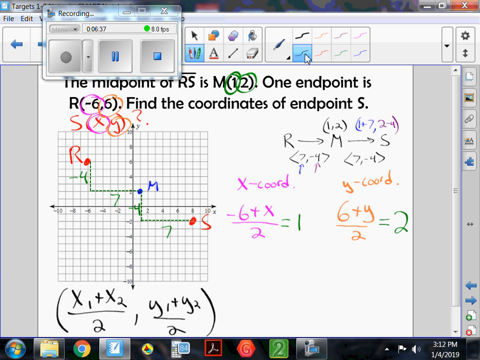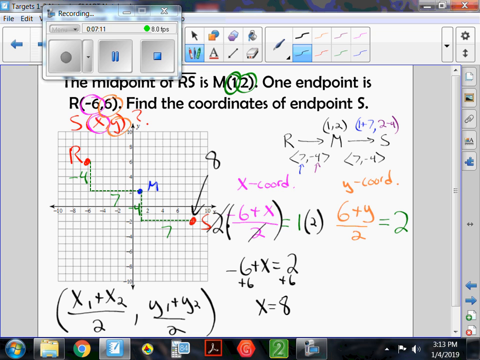To solve these equations, I'm going to start by multiplying both sides by 2. When I multiply an expression by 2 and divide the expression by 2, those operations are inverses, and so they cancel each other out. If you multiply and divide by 2, you're really multiplying by 1, which doesn't change anything. So I have -6 plus x. And on the right side of the equation, I have a 2. Then I'm going to add 6 to keep going, and I get x equals 8, which is what we know already. We know this point is 8, -2. But if we didn't have the graph, we would have just found the 8.